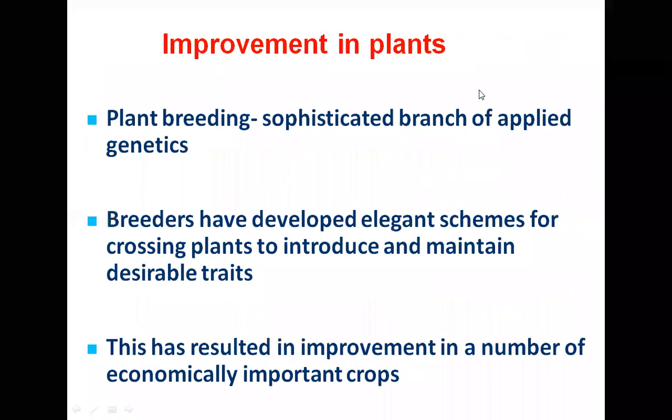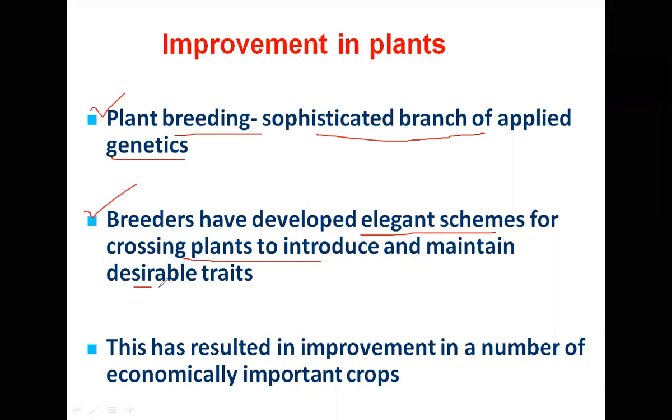Now, improvement in crop, as I said earlier, we have been doing for almost 10,000 years. And plant breeding later on became a very sophisticated branch of applied genetics. You will have to agree that our breeders have developed elegant strategies for crossing plants to introduce and maintain desirable traits. And this has resulted in improvement in a number of economically important crops.